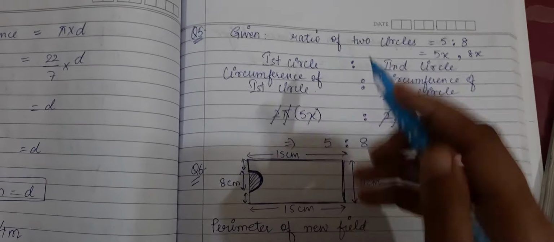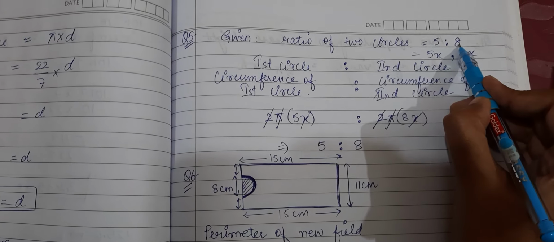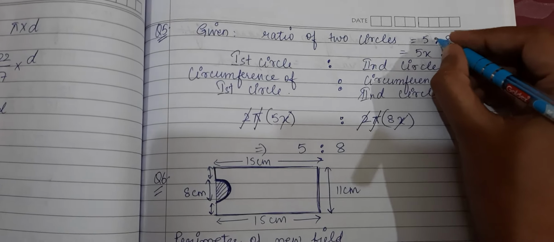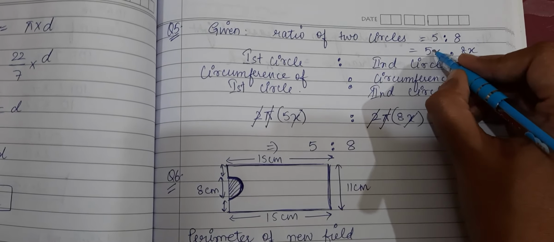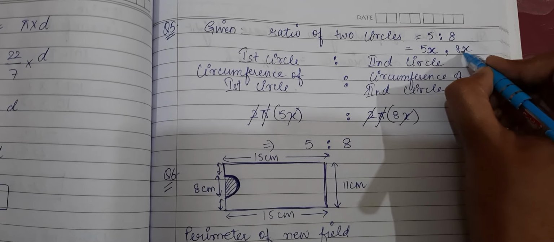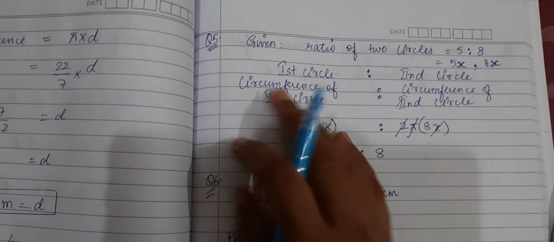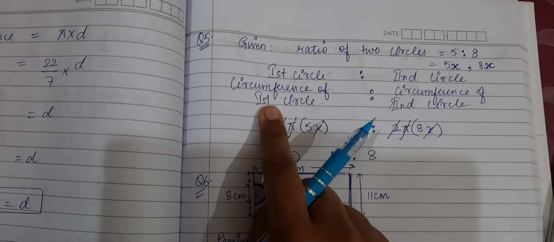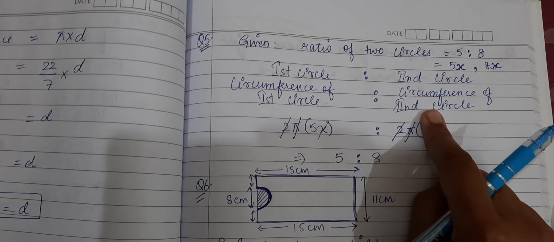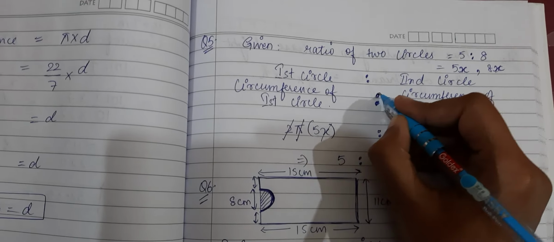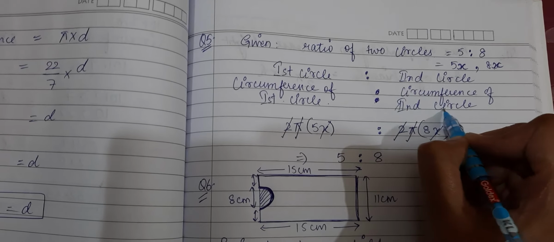Look at the solution. I have been given the ratio of the radii of the two circles, which is 5:8. To remove the ratio, I have multiplied these two with a common multiple, and that common multiple I have taken as x. This will be 5x and this will be 8x. On one side, I have placed the circumference of the first circle and here the circumference of the second circle, and I have taken their ratio.